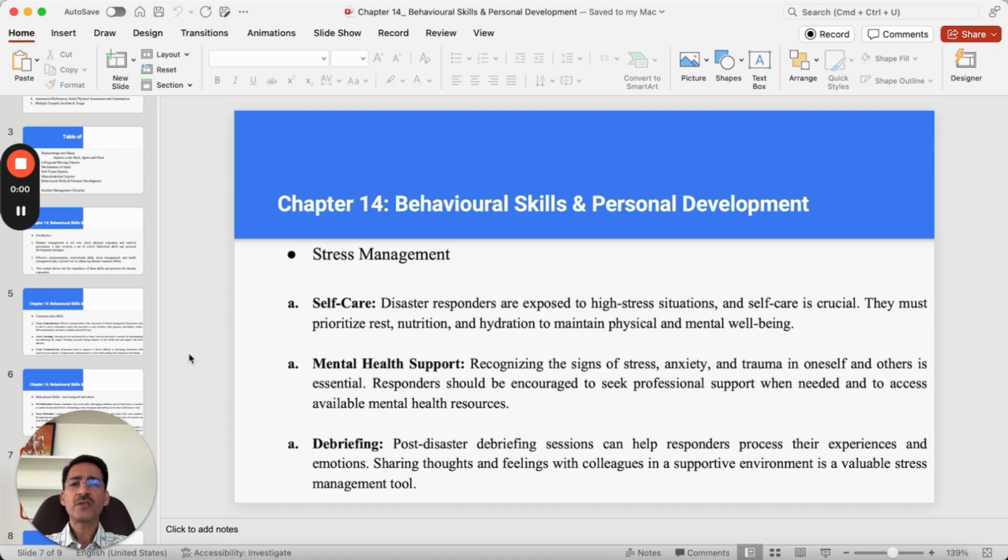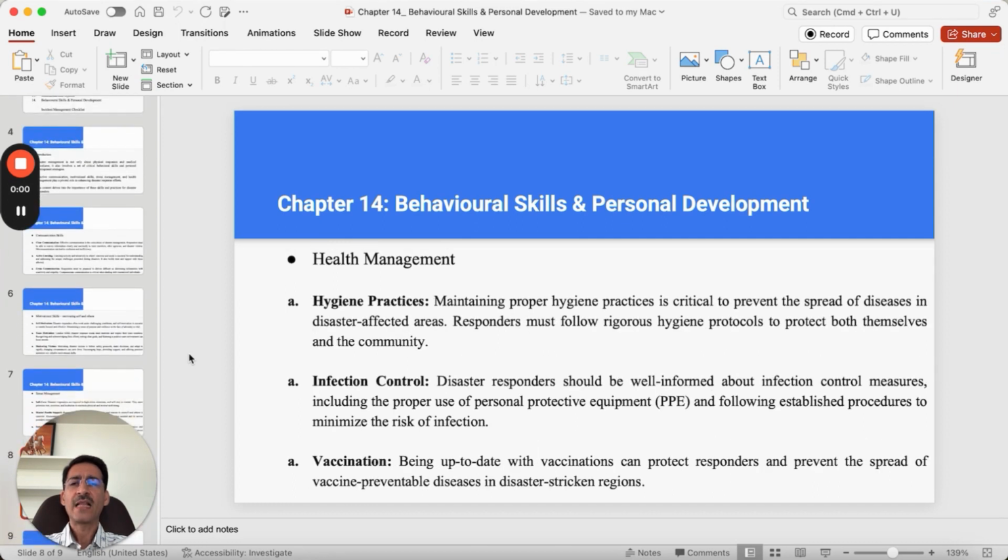Debriefing. Post-disaster debriefing sessions can help responders process their experiences and emotions. Sharing thoughts and feelings with colleagues in a supportive environment is a valuable stress management tool. Health management. Hygiene practices. Maintaining proper hygiene practices is critical to prevent the spread of disease in the disaster-affected areas. Responders must follow rigorous hygiene protocols to protect both themselves and the community.